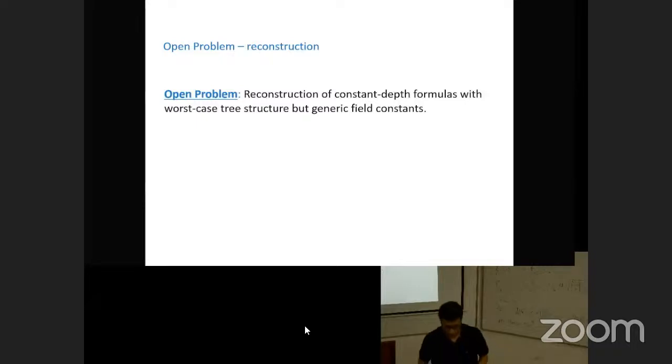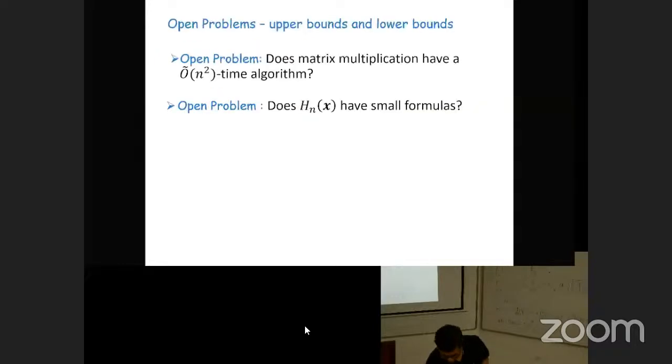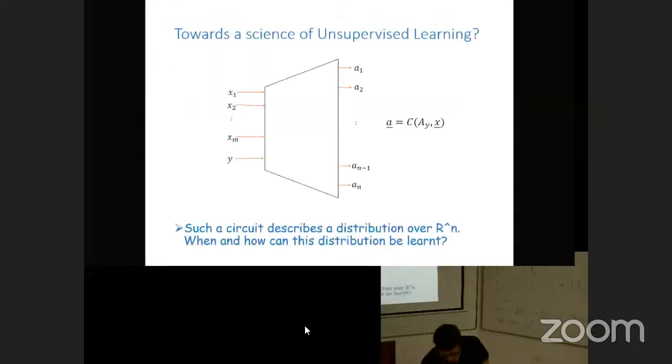In general, we don't know how to recover constant depth formulas. There are some technical reasons for that. Like, we don't know whether some of those conditions hold if we choose a random formula. But let me just end in 1 minute.